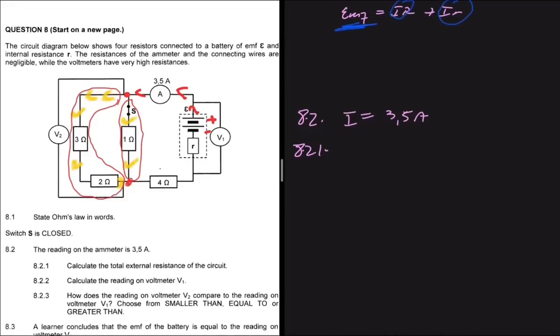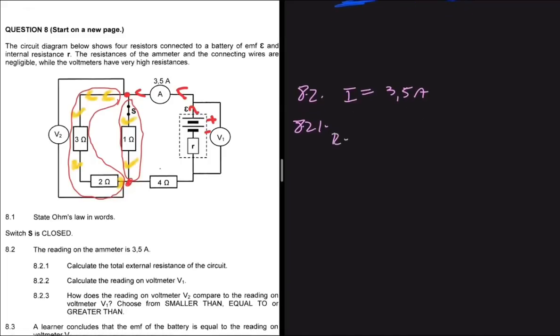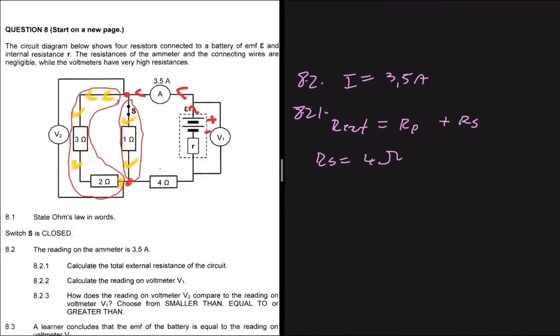So we are asked to calculate the total external resistance of the circuit, right? So that will be given by R external equal to RP, the resistance in parallel, plus the resistance in series, right? Let's start with the resistance in series because it's pretty much straightforward. We're going to have RS equal to 4 ohms, right? And we're done with that. Now we can calculate the resistance in parallel.